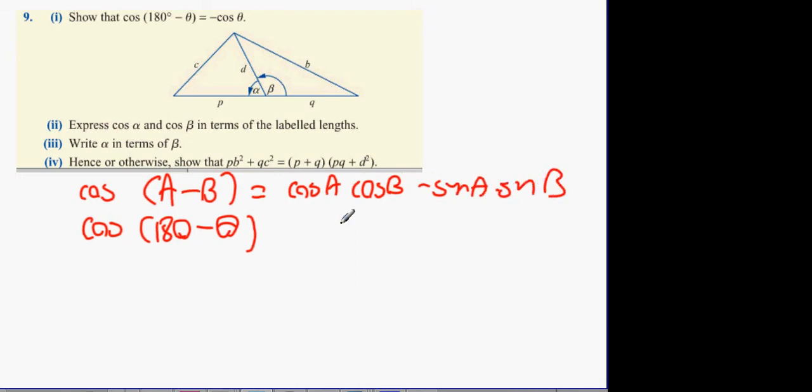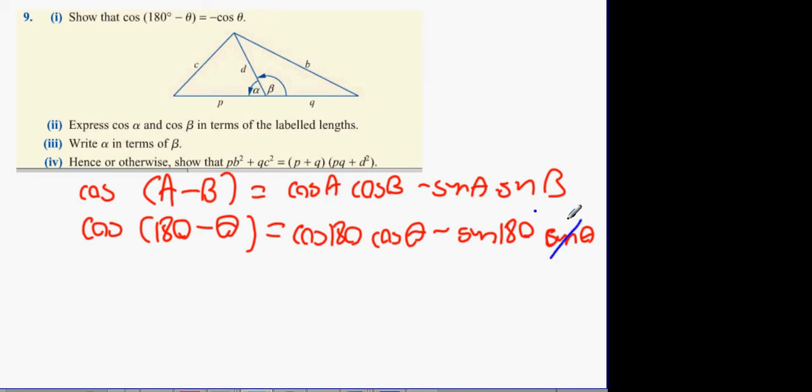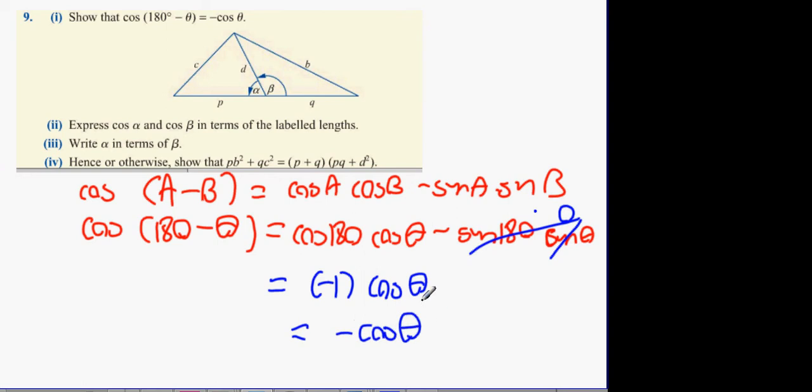By that logic it's going to be cos 180 cos theta minus sin 180 sin theta. Now if I look up on page 13 of my tables, I'll find out that sin 180 is 0. If that's 0, it means the whole term doesn't exist anymore. I'll also find out that cos 180 is minus 1. So it's going to be minus 1 times cos theta, and that gets me minus cos theta. Did anybody get that out last night?